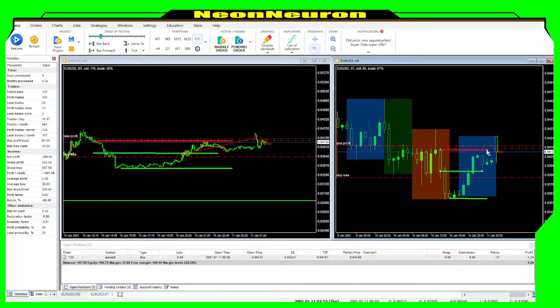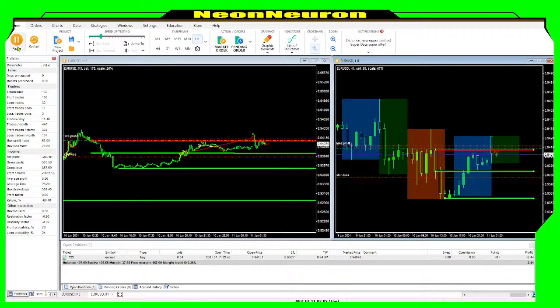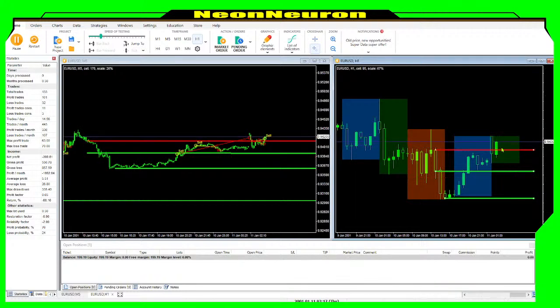So we can go ahead and move that over, extend this out, and extend this out, and continue buying when the opportunity presents itself. So if it comes to this line right here, I will open another buy order. If it bounces up here, I will open another buy order. Right now I'm just waiting.